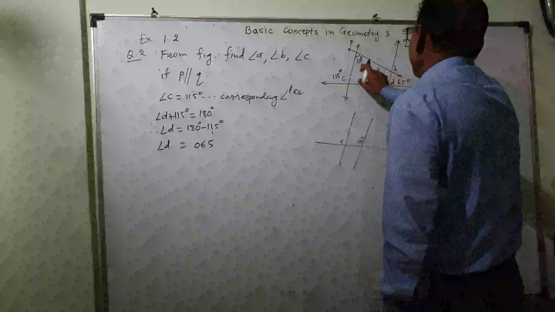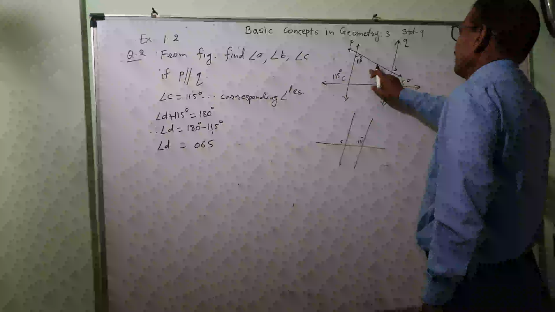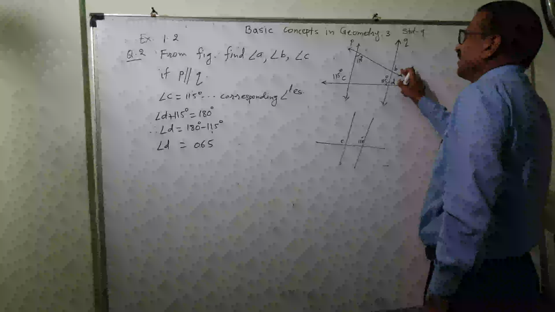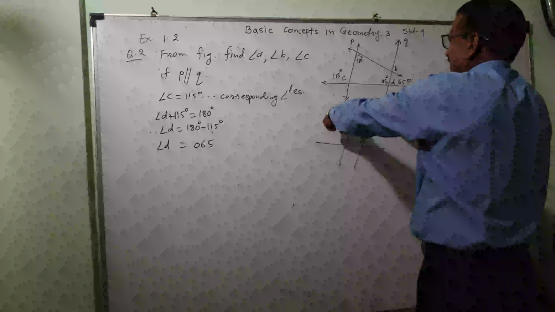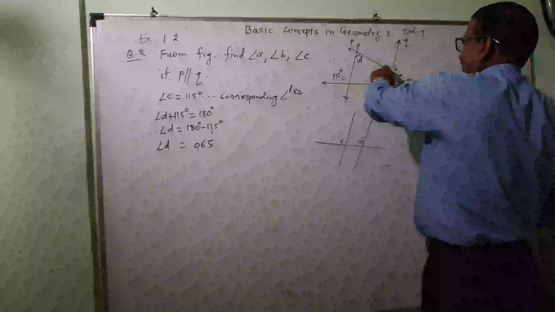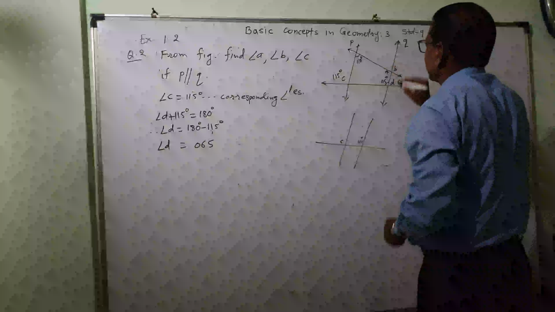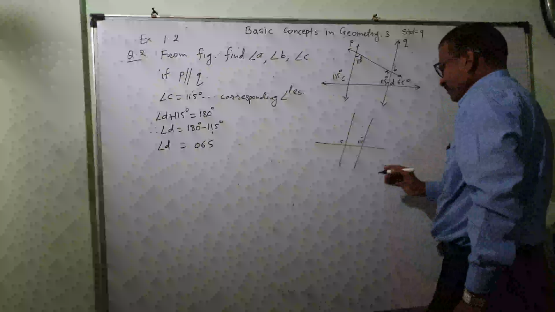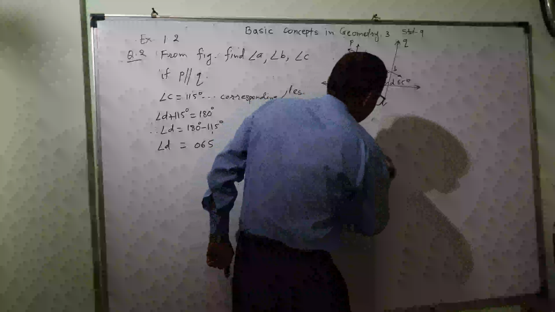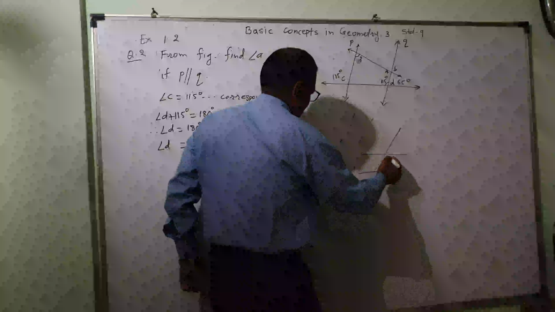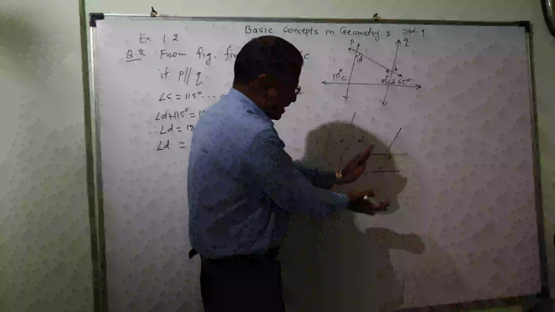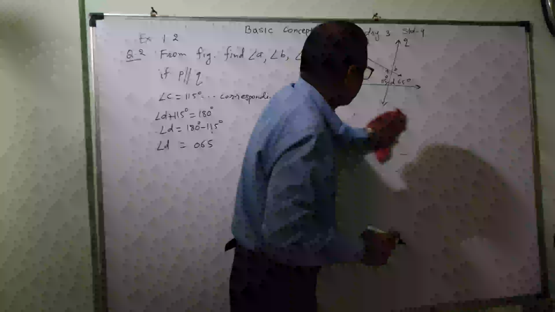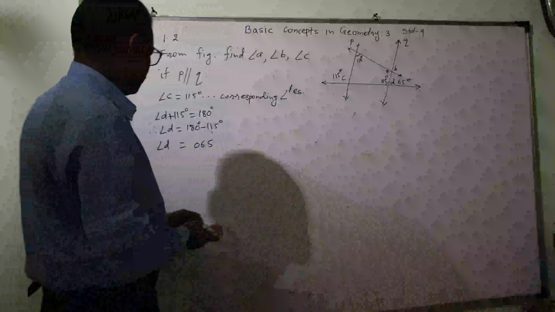Now for angle B I have to find out what this is. If this is 110, then this will be 70 and B will be 70. Why? These two are parallel lines. This I will call X. X plus 110. These are the interior angles. Interior angle means, see this parallel line, this angle and this angle are inside on the same side. They are called interior angles, and the sum of the interior angles is 180 degrees. I hope you have understood this.